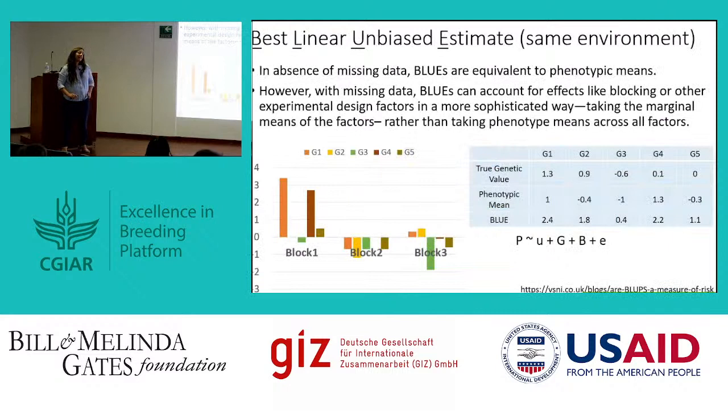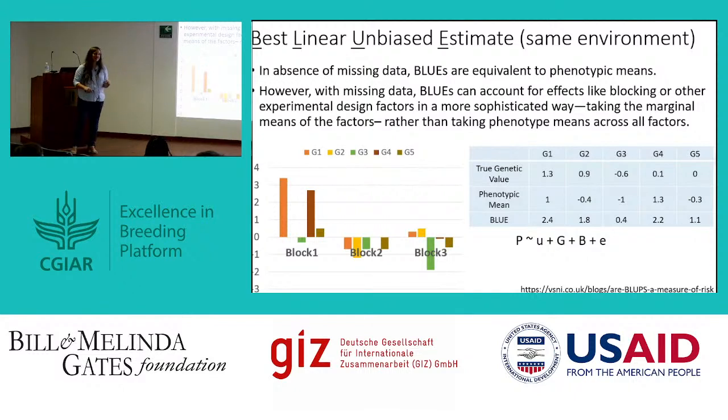Best linear unbiased estimates in same environments. If you don't have missing data, your BLUEs are just equivalent to your phenotypic means. Okay? But if you do have missing data, the BLUE can account for effects like blocking or other experimental design factors in a more sophisticated way, which is taking the marginal means of the factors instead of taking a straight phenotype mean across all the factors.